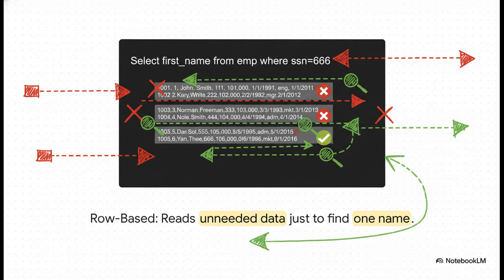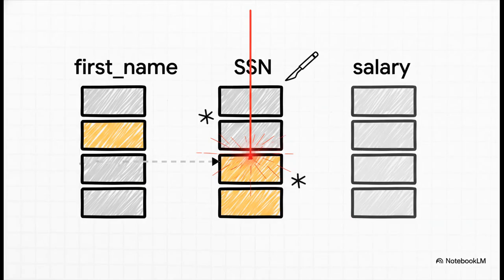Finally, it gets to the third block, finds SSN 666, and pulls out the name Jan. But think about it. To do that, it had to read through a ton of data it didn't even need, like join dates and job titles. The column store, on the other hand, is surgical.